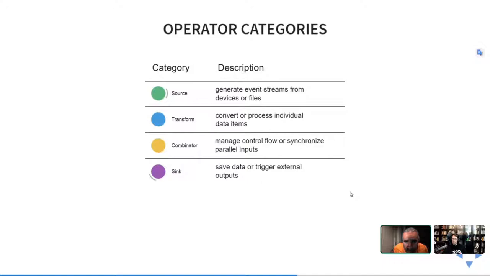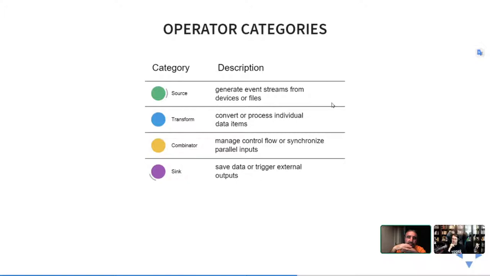As a reference, you have the categories here. This is the source, this is transform, this is the combinator, and there's a sink. Sources generate data, event streams from devices or files, and can be anything. Transforms transform data without dropping, like packets, they don't drop data, and that's important. This definition, that transform doesn't drop data, is so that you can synchronize things together.